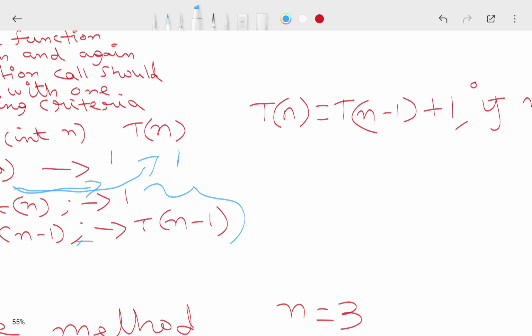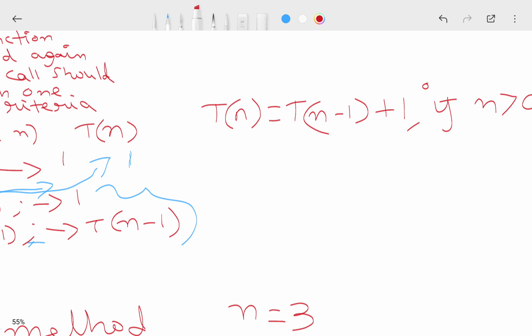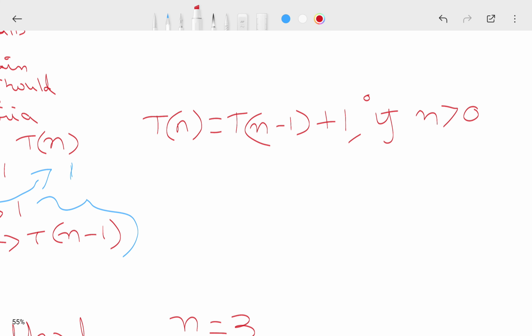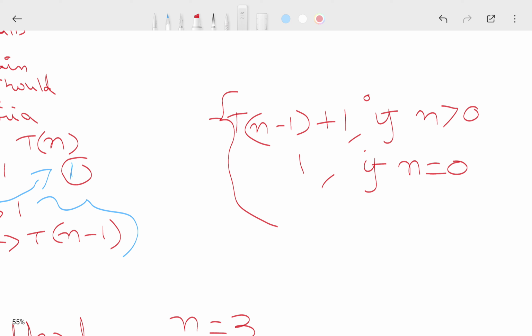So if n equals 0, then the overall time needed is just this one. So 1 if n equals 0. So this is the actual full recursive relation for this particular program. T of n equals T of n minus 1 plus 1 if n is greater than 0, and T of n equals 1 if n equals 0.